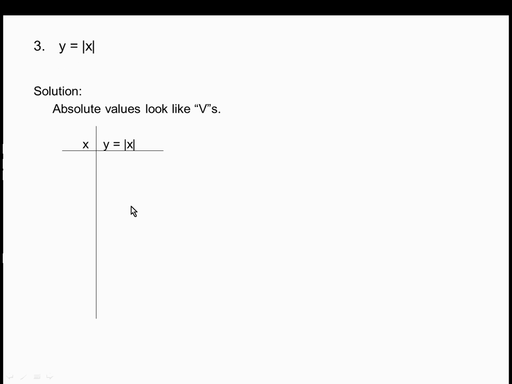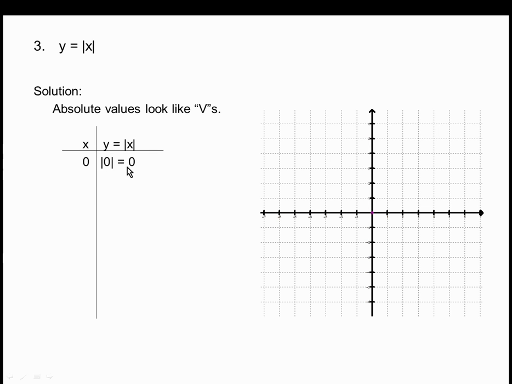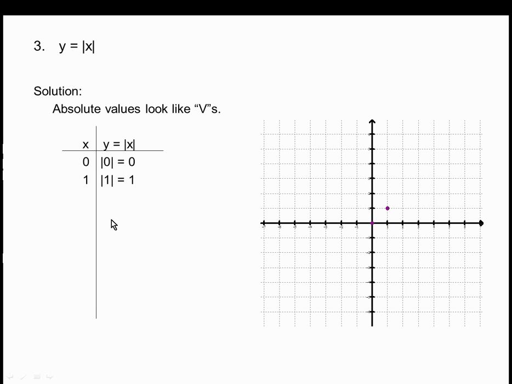So again, I make my table of values. Remember, you're free to pick x because it says y equals. Pick easy values for x. I pick 0. Absolute value of 0 is 0. So I have a purple dot at (0, 0), though you probably can't see it. Another easy value for x, I don't know, 1. Absolute value of 1 is 1. So I've got (1, 1).